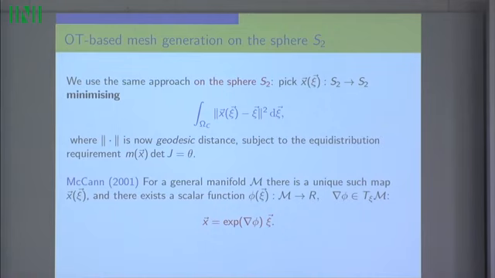So the difference on the sphere is, instead of doing the Euclidean distance, you minimize this thing here, where this is your geodesic distance on the sphere. This is the Wasserstein distance. So mesh generation on the sphere, using these ideas, becomes the question of solving the equidistribution equation here, together with minimizing that over all meshes.